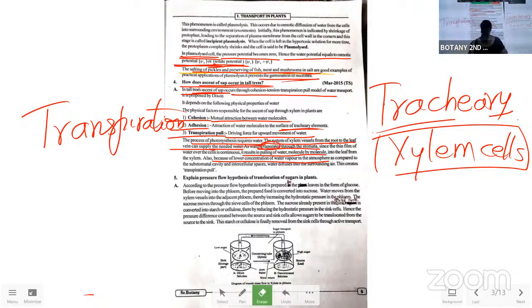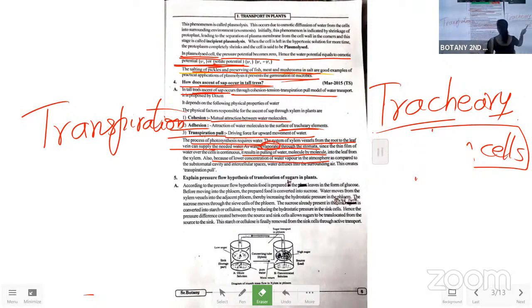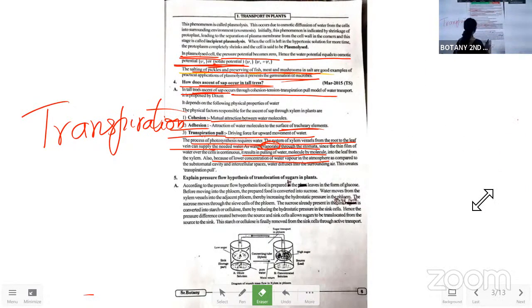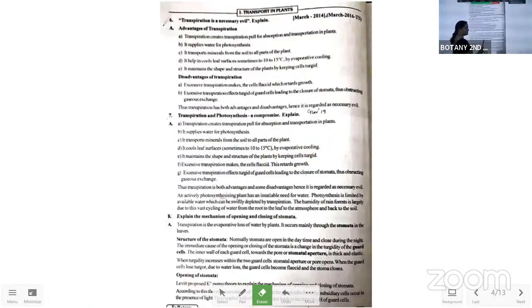Now, 10 minutes are left. So in these 10 minutes, we can complete one more answer. Very small one, but we can easily go through that. What I said now, transpiration and photosynthesis, a compromise.